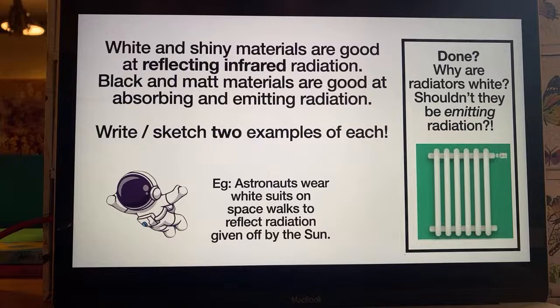So hopefully you've come up with a couple of examples of how humans use white or shiny materials to reflect infrared and why that's a good thing. The black one you might be struggling with. I'm going to go and get something from my kitchen that I think is a good example of the black and matte one. So the sounds might give you a clue. I'm still struggling to think of anything.